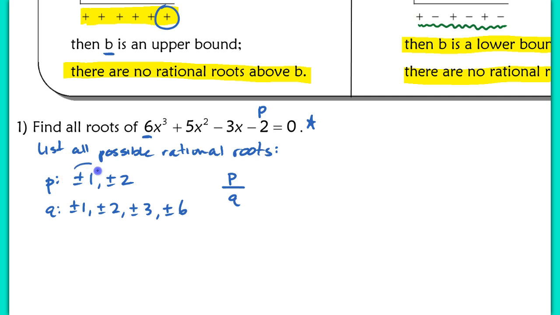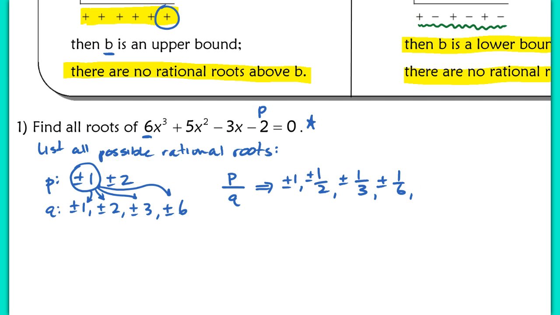So in other words, I'm taking this number here and I'm going to divide it by each and every single one of these values. So my possible p over q values would be positive 1 over 1, positive or negative 1 over positive or negative 1, which is just positive or negative 1. And then the next one, taking positive or negative 1 and dividing that by positive or negative 2 would be positive or negative 1/2, positive or negative then 1/3, positive or negative 1/6.